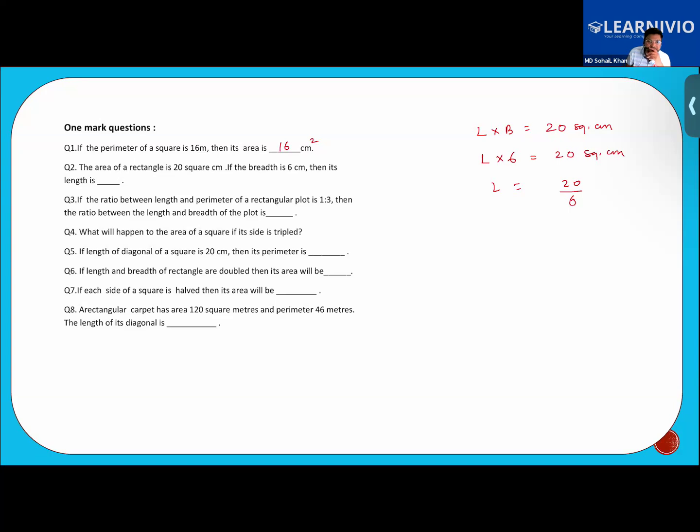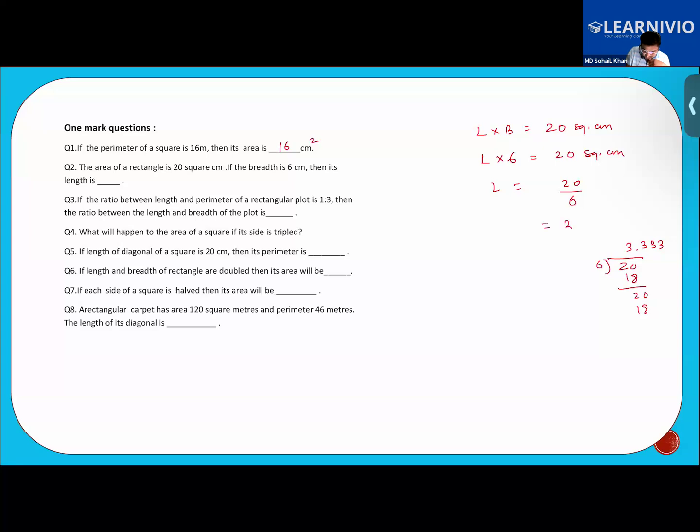Okay. So 20 divided by 6. In decimal, you will get 3 point something. To be very specific, 6 threes are 18. 20 minus 18 is 2 here. So you put a decimal point, and again you'll be getting 3. This will keep on repeating, like 3.333.